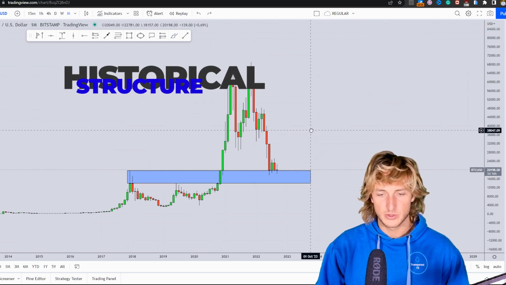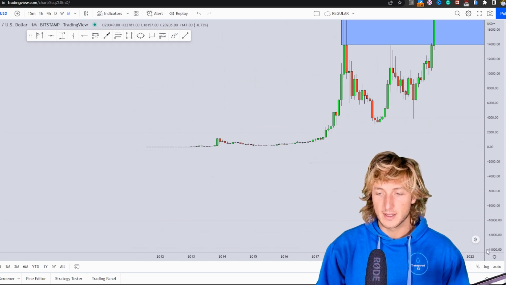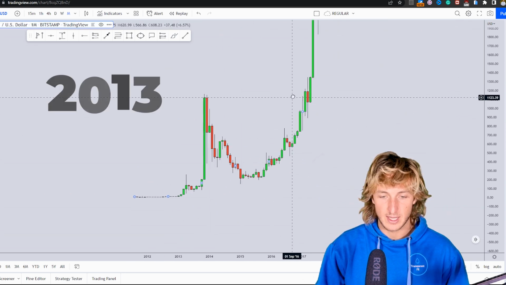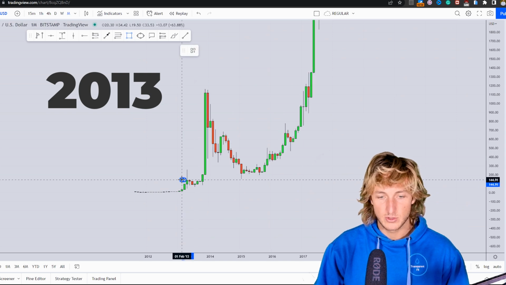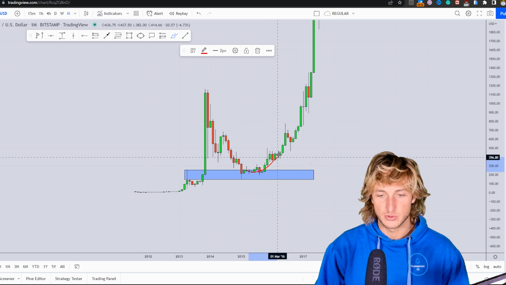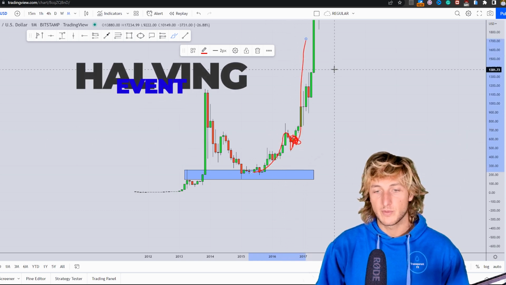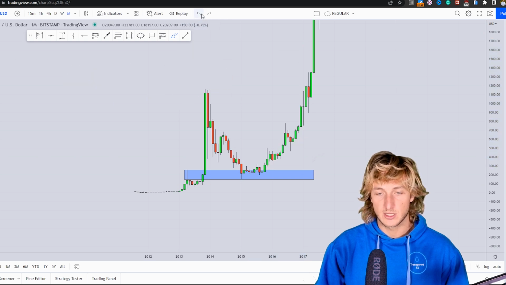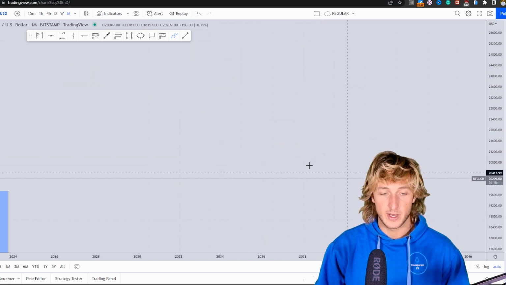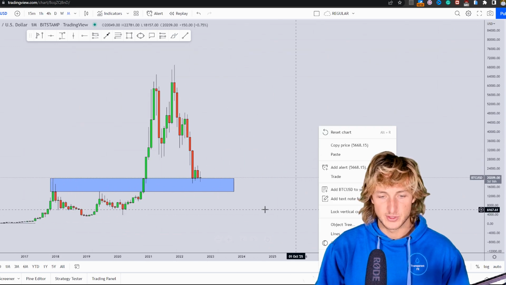Now, what we can also notice is that this is a very similar pattern that the market had created back here around 2013, where we had the market go and test the previous high before then creating a rejection to the upside, having the halving event around this area. And from there, the continuation to the upside started and the creation of a new all-time high was printed. So from a monthly perspective, this is what we have.